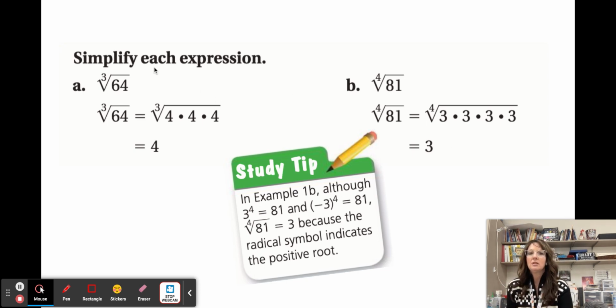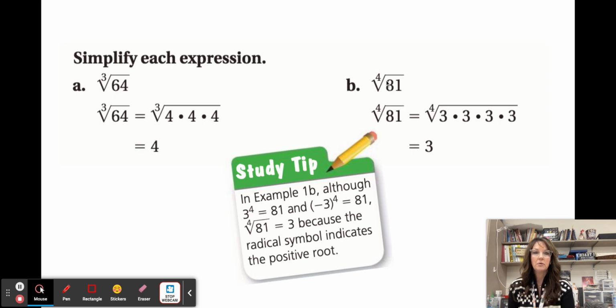To simplify each expression, you basically are looking for the cube root of 64. So what, as a factor of itself, 3 times is equal to 64? I'll show you a function on your calculator that'll help you calculate it. But basically 4 times 4 times 4. So the answer is 4. The cube root of 64 is 4.